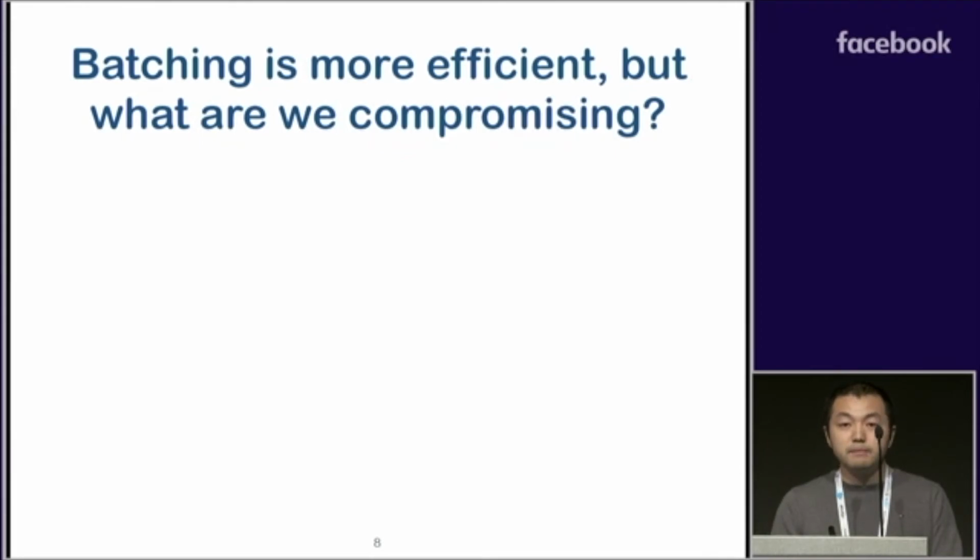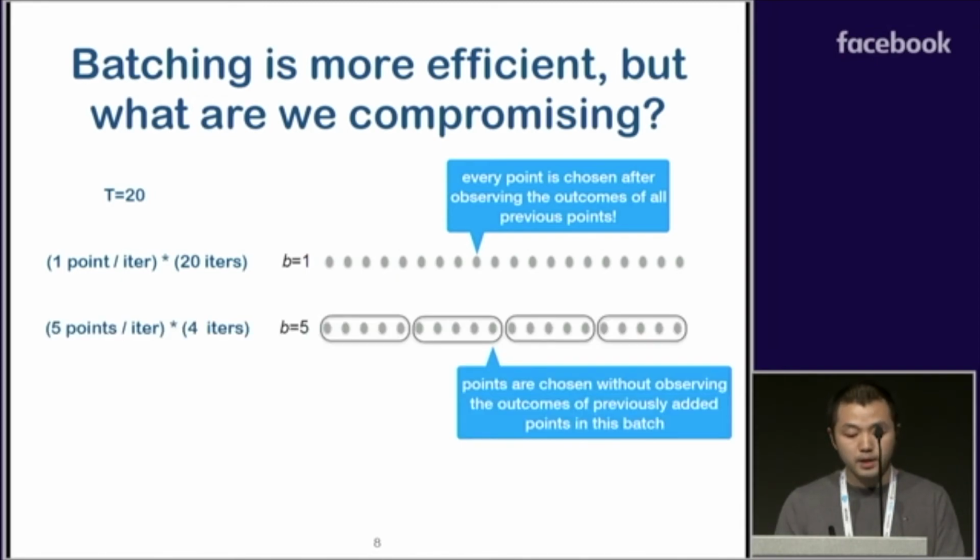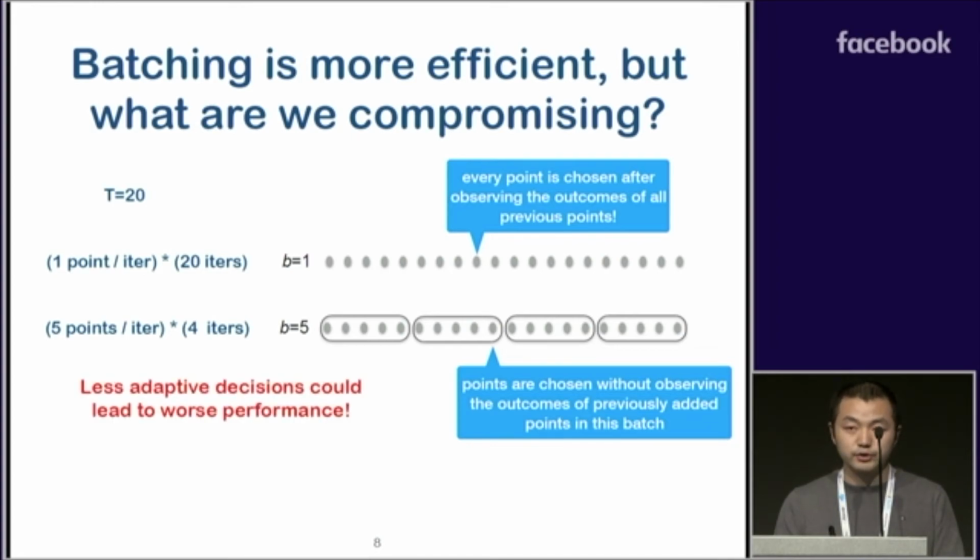Batching is certainly more efficient, but is that something we are compromising? Suppose we can query 20 points. We can either query points one by one for 20 iterations, or say we can query 5 points at a time for 4 iterations, which is much more efficient. However, in the latter case, the points are often chosen in a less adaptive fashion, which could lead to worse performance. But how much worse?